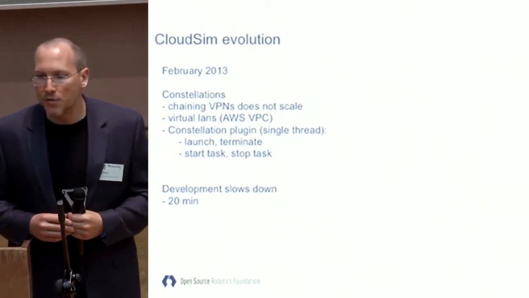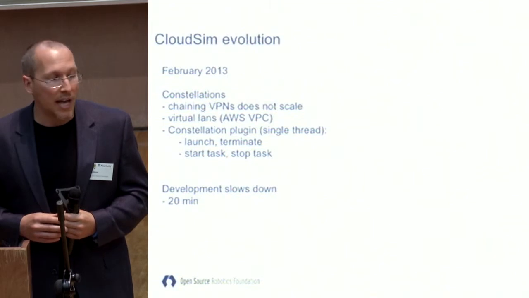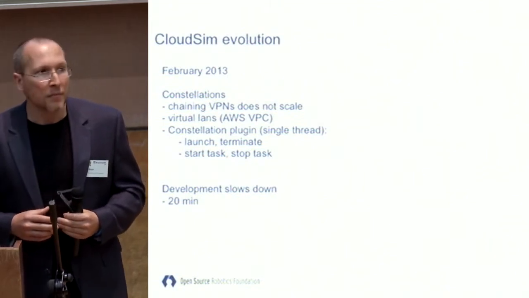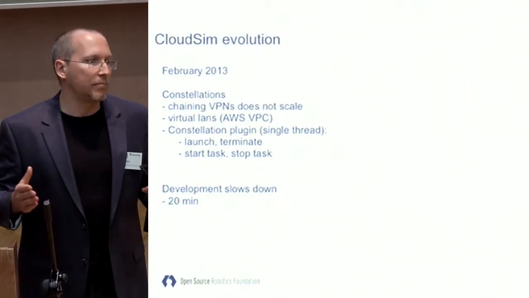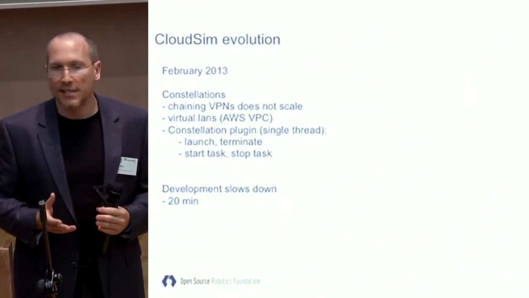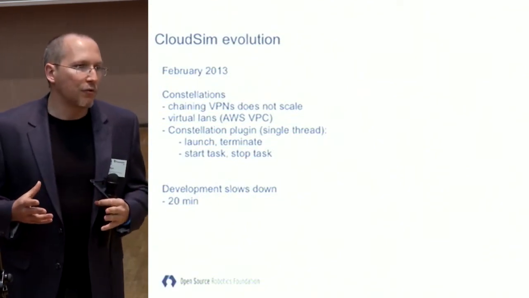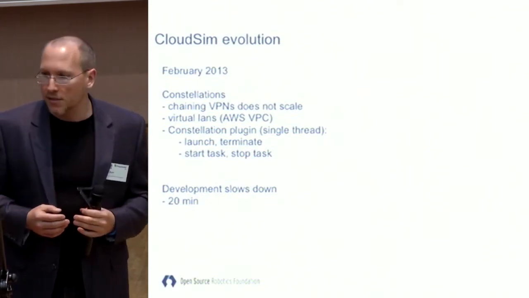So we decided to use Amazon's virtual LAN system. The virtual LAN allows us to have a private network for all our machines inside the constellation, but it is significantly different from the normal AWS system.